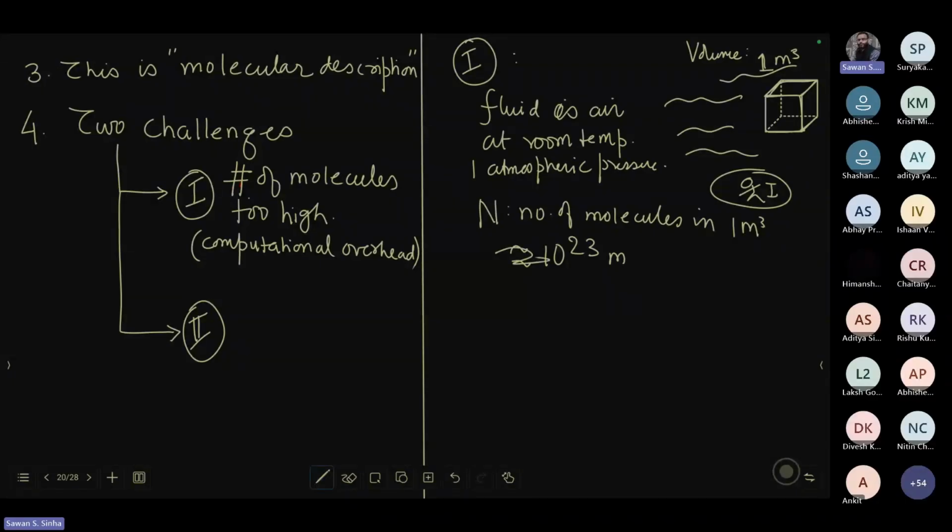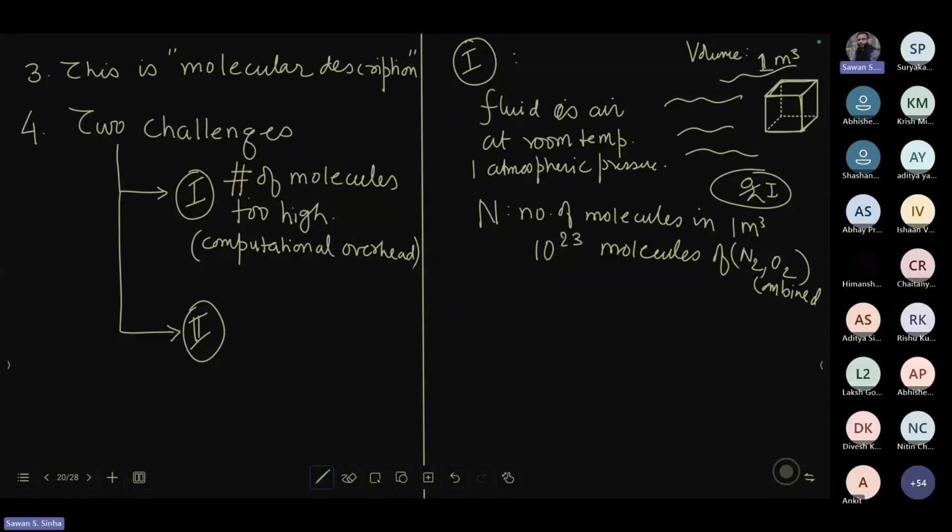How am I getting this number? I'm talking about the Avogadro number. It's like 10 to the power 23 molecules of nitrogen and oxygen combined. Right? Mainly it is nitrogen and oxygen. Is it high? It is very high, very, very high number.